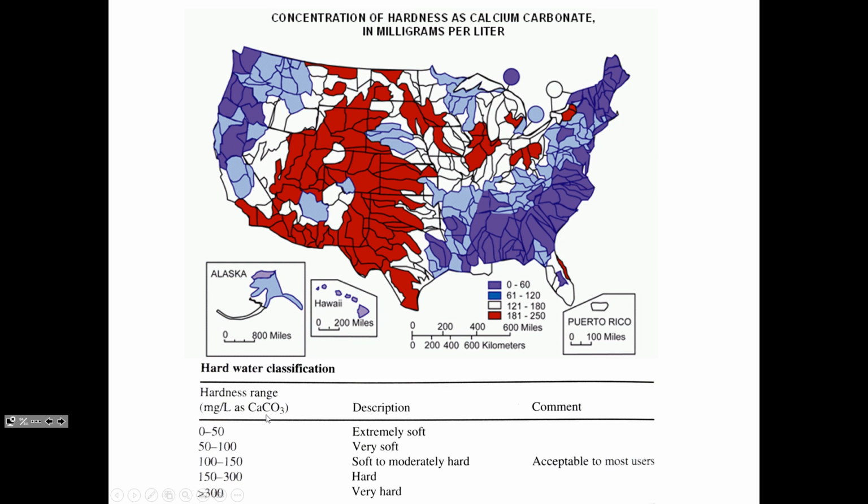So what we usually wouldn't notice, what would feel pretty normal, is a hardness between 100 and 150. That would feel pleasant to people. It wouldn't cause problems with detergents and soaps, and it wouldn't cause really quick and problematic precipitation in pipes.